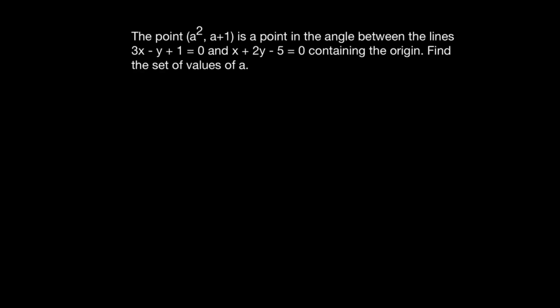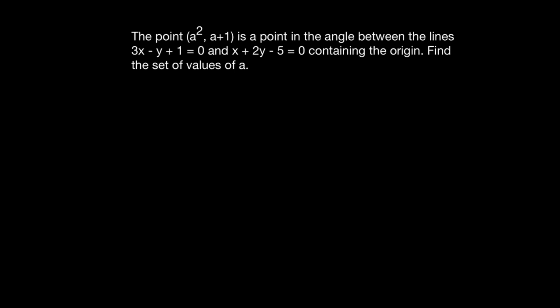Okay guys, let's take a look at the second question. The point (a², a + 1) is a point in the angle between the lines 3x − y + 1 = 0 and x + 2y − 5 = 0 containing the origin. Find the set of values of a.